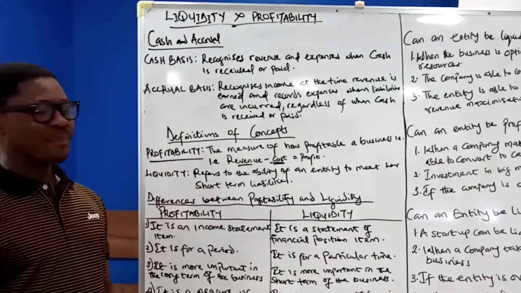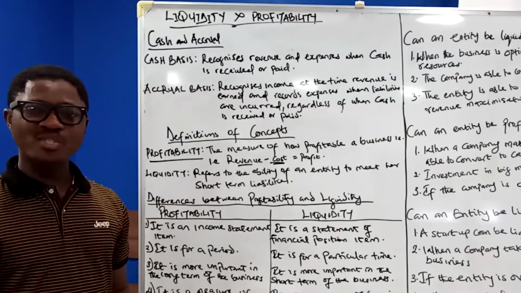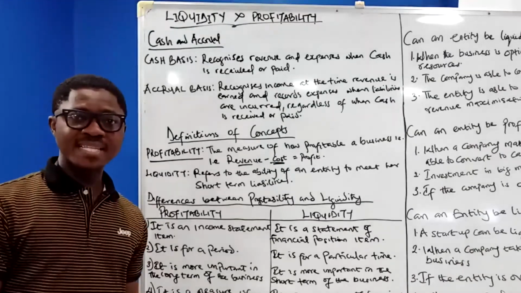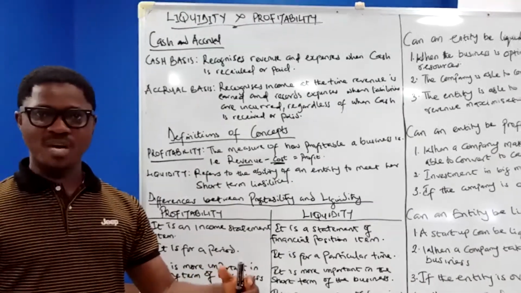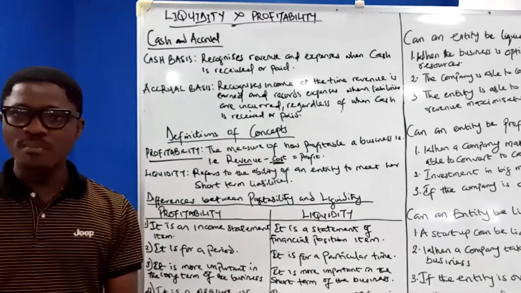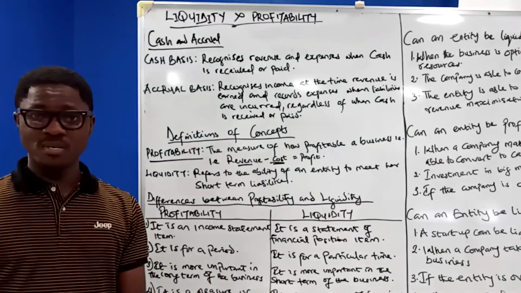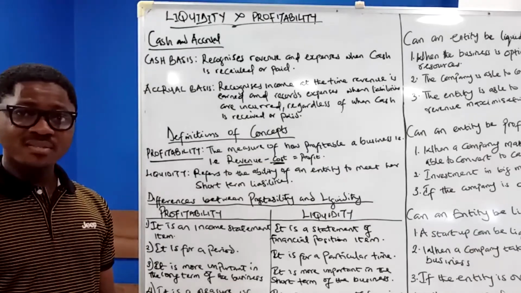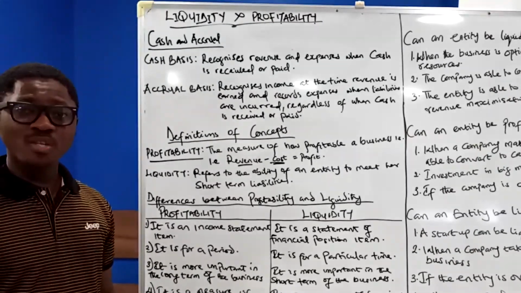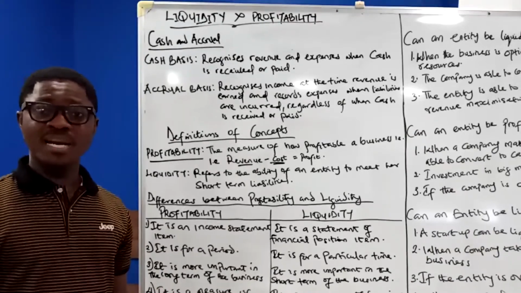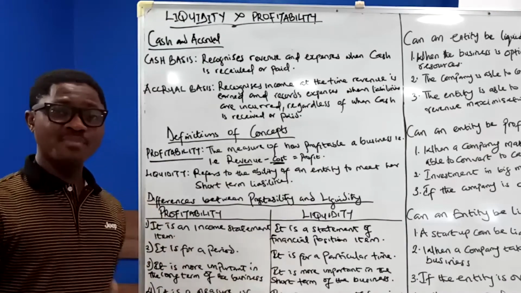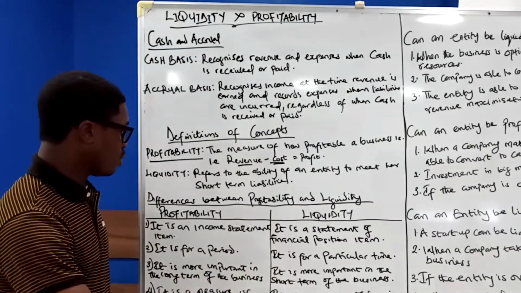Liquidity refers to the ability of an entity to meet its short-term liabilities. Just as we said earlier when explaining cash basis and accrual basis, a company may be profitable and may not be liquid. So we are saying that liquidity talks about the ability of an entity to meet its short-term liability. And when we talk about liability, we are talking about the obligation of the business to outsiders, what the business is owing outsiders.